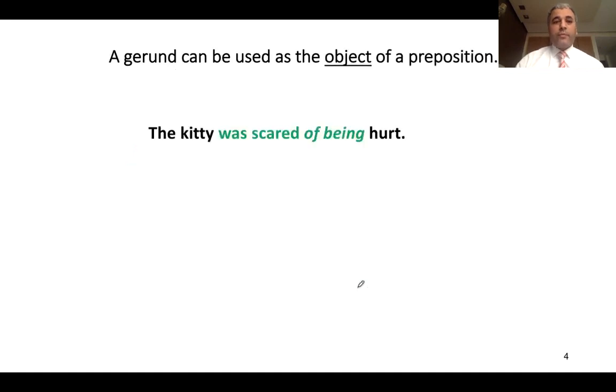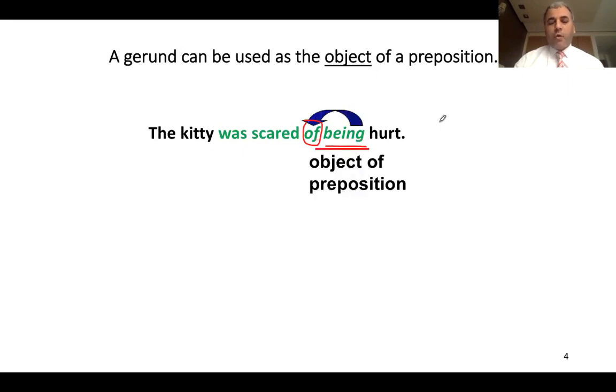So a gerund can also be used as the object of a preposition. The kitty was scared of being hurt. So you see here, was scared of being hurt. You have the preposition here, and then you have the gerund afterwards, object of the preposition. So only nouns are functioning in this way. Now, this is the explanation where we say that being is the object of the preposition.